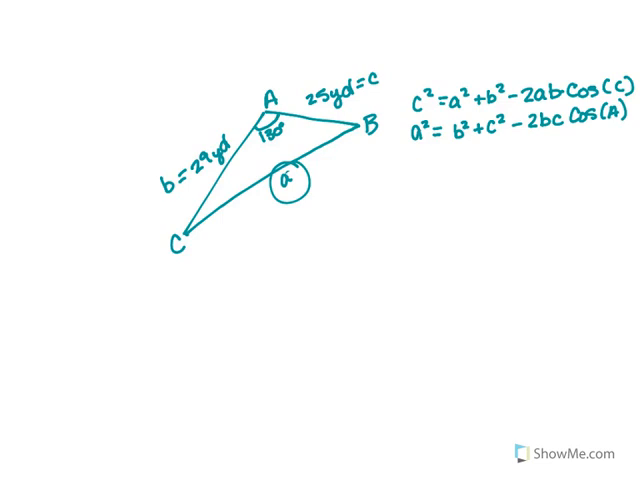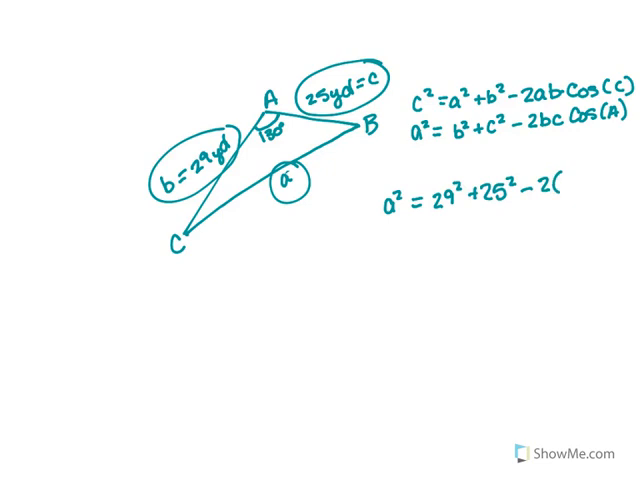That's all it is. So we're going to write a squared equals one of the sides we're given, which is 29 squared, plus the other side we're given, which is 25, minus 2 times the first side times the second side, I'm running out of room, guys, times the cosine of the angle we're given, which is 130 degrees.